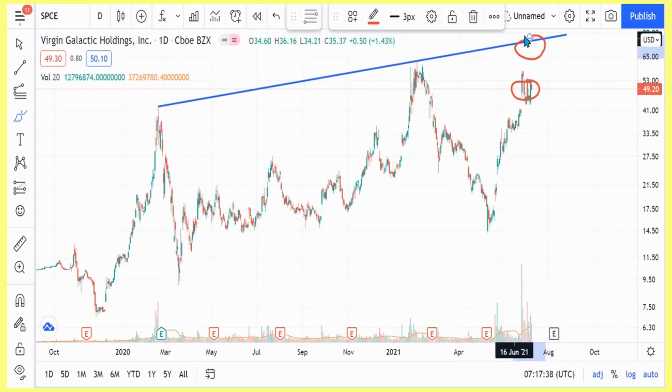Now we are looking at the resistance. So if you are holding this particular company stock, Virgin Galactic, you can still hold it until it touches that particular resistance. You might want to sell it just before that, because usually when you hit the target, the pull down is quite fast too, so you might have more losses there. So you might want to sell just before touching that particular resistance line. That is a strategy we can use.